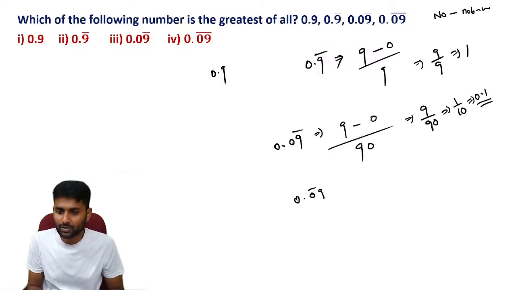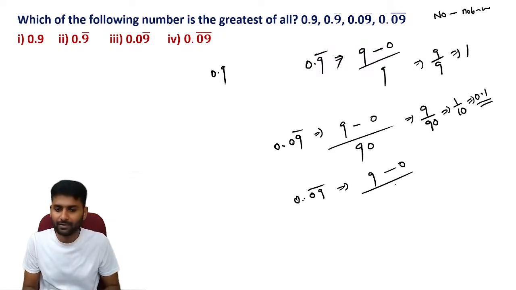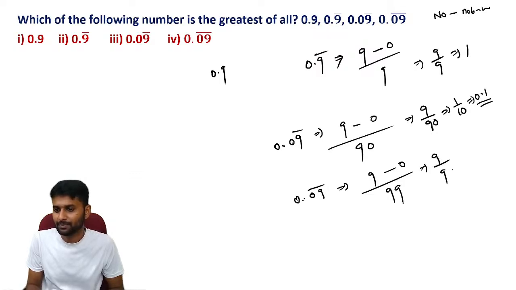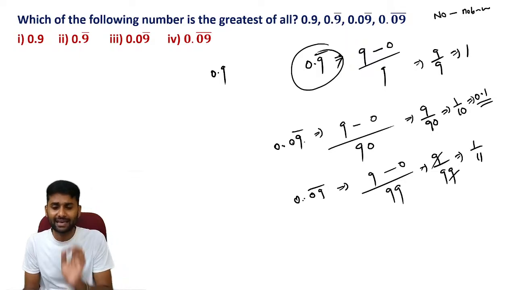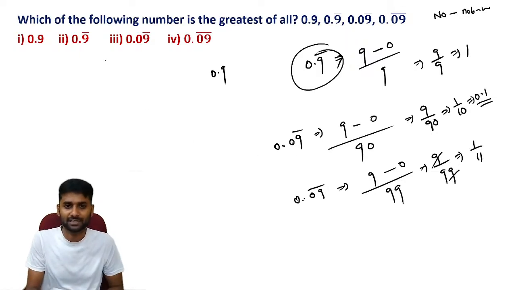Again 0.09 bar, consider the entire number 9 and no bar value is 0. After decimal, there are 2 bar values. 2 bar values represent 2 nines. Here the value 9 by 99 is equal to 1 by 11, guys. If you observe all the numbers, here 0.9 is the greatest among all the numbers. That's why your answer is 0.9 bar.